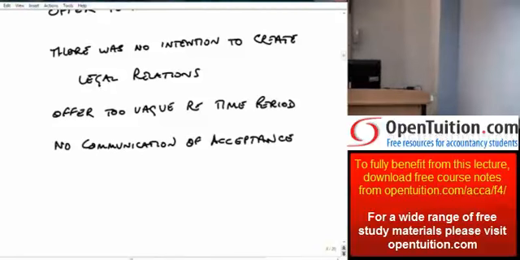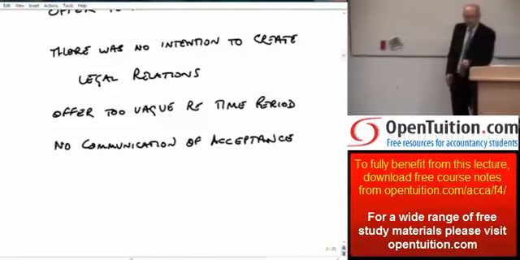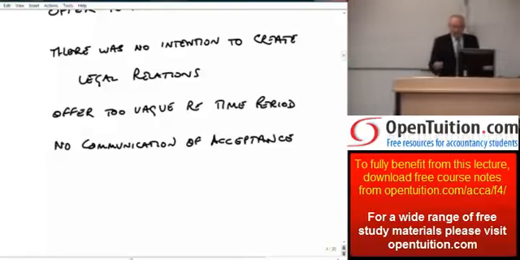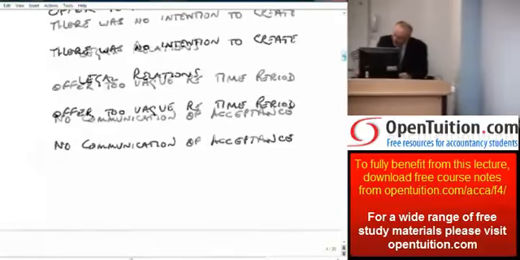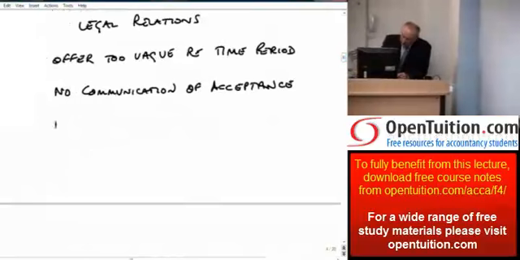And if she doesn't tell them, how can they know? And finally, the fifth defense that they raised was that there was no consideration moving from Mrs. Carlyle.